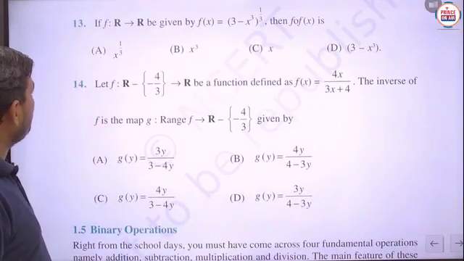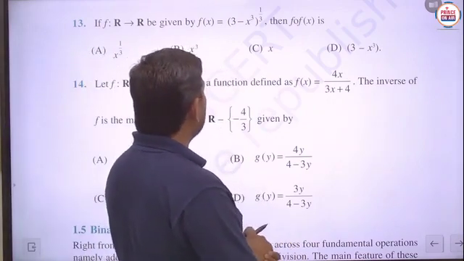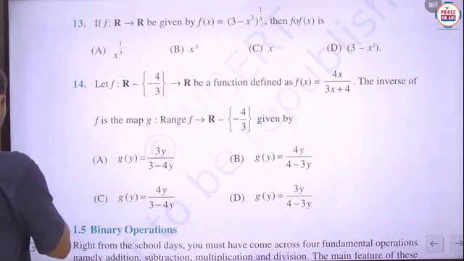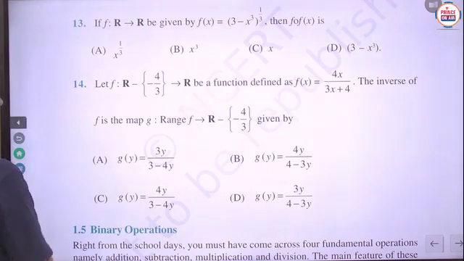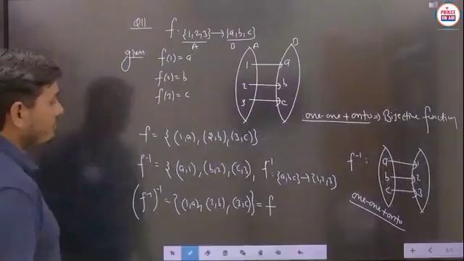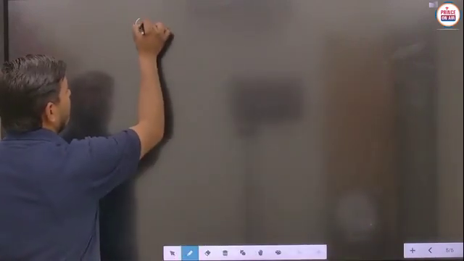In question number 13, f from R to R is given by f(x) = (3 - x³)^(1/3), and we have to calculate f of f(x). So now we will simplify question number 13 here. f of (3 - x³) raised to the power 1/3.